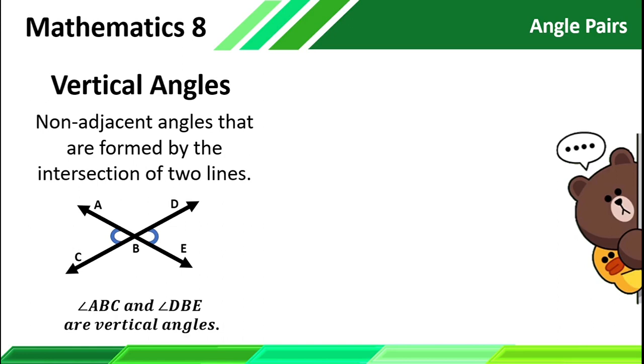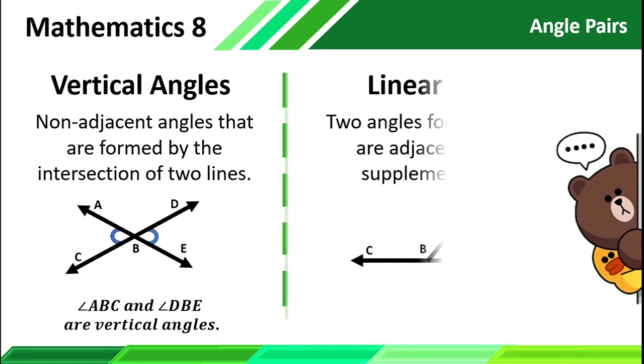Why is that? Because when angle ABC measures 90 degrees, automatically angle DBE is also 90 degrees. If that is 60 degrees, again, angle DBE is 60 degrees as well. The same with angle ABD and angle CBE.